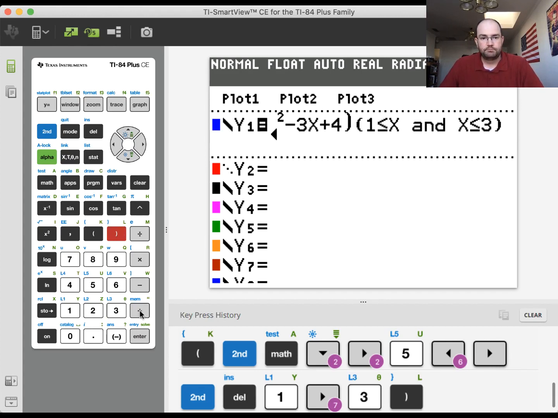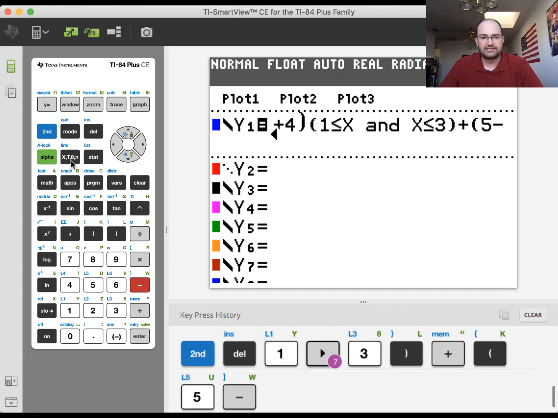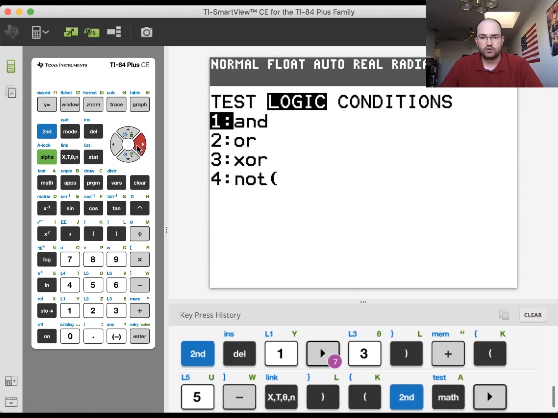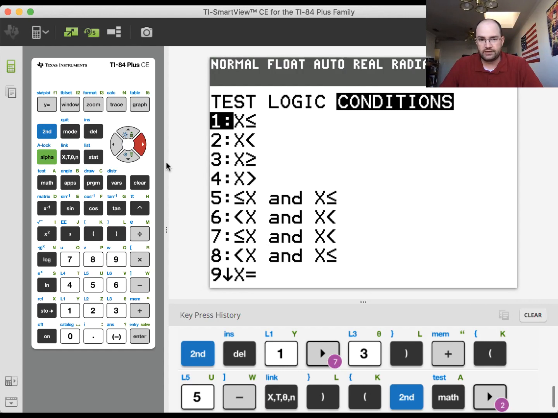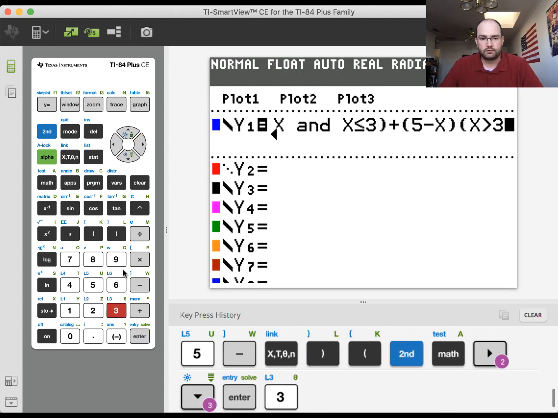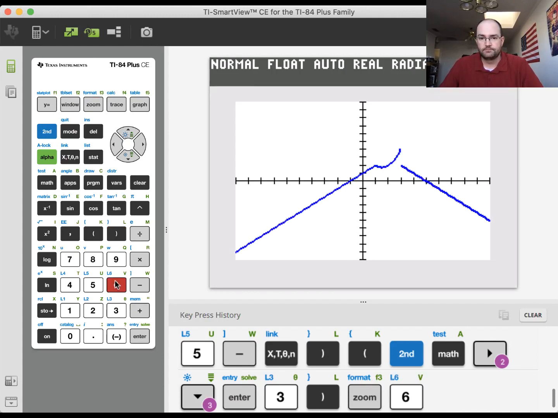Next, plus and then parentheses, and our next definition is 5 minus x, close parentheses. Open a new one, go to second math, which is test, go to conditions, and then type in the last condition that we had, which was x is greater than 3, which is just this fourth condition here. And then 3 there, close parentheses. Awesome. And this should be the graph of this function. So set zoom 6, and there you go.